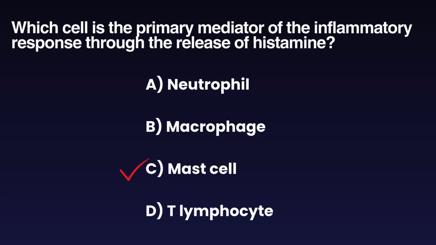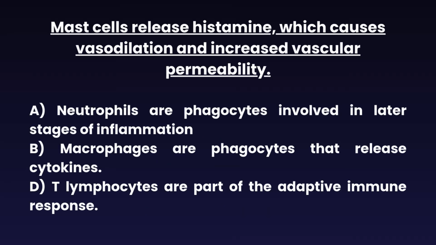Correct answer. C. Mast cell. Mast cells release histamine, which causes vasodilation and increased vascular permeability. Why are the other options incorrect? Neutrophils are phagocytes involved in later stages of inflammation. Macrophages are phagocytes that release cytokines. T lymphocytes are part of the adaptive immune response.